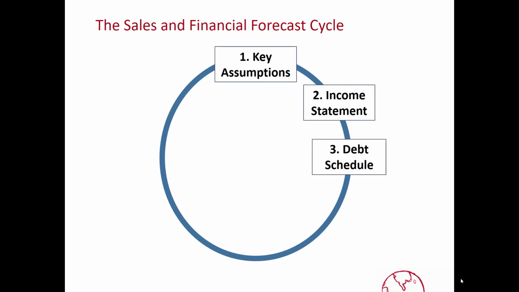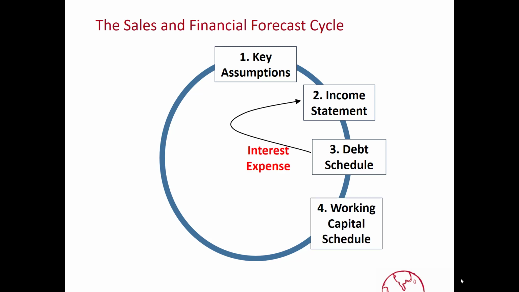One item that cannot be calculated is the interest expense. In order to calculate interest expense, we have to forecast our debt schedule. Once we know the debt schedule, we can calculate the interest expense and complete the income statement. Next, we calculate the working capital schedule using days of inventory, days of accounts receivable, and days of payable, and setting the other working capital items as a percentage of sales. Once we have the working capital schedule and the debt schedule, we can complete the balance sheet.